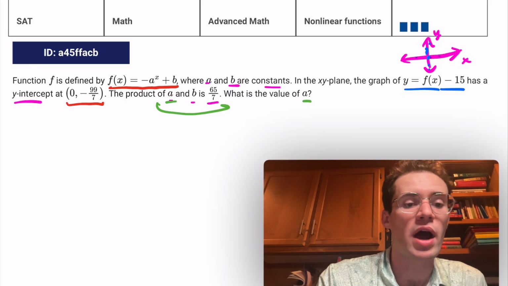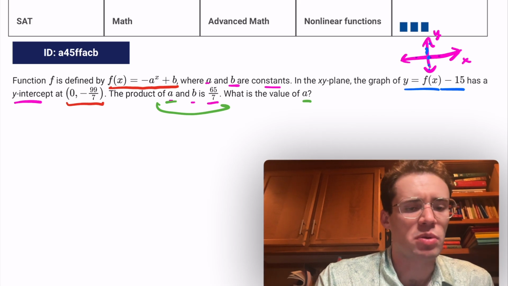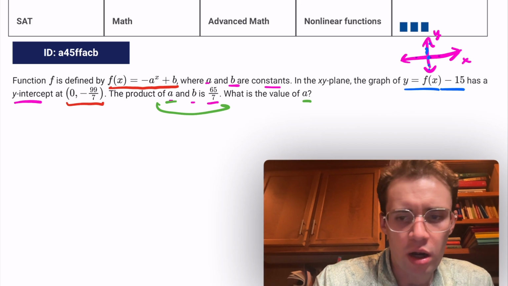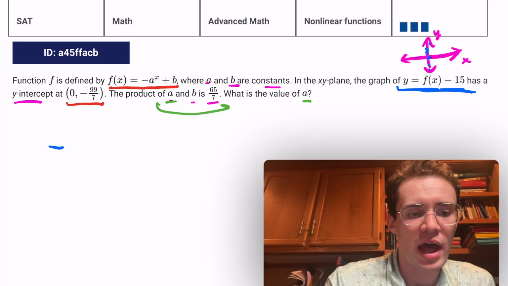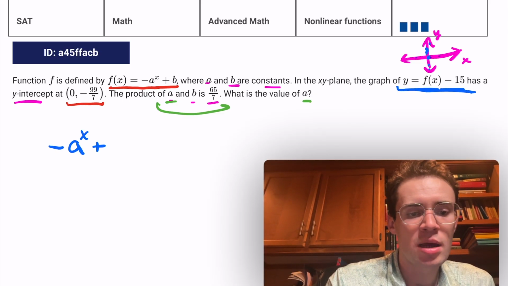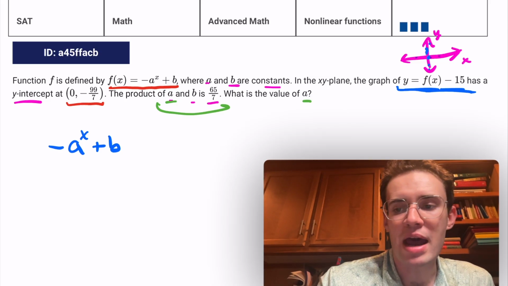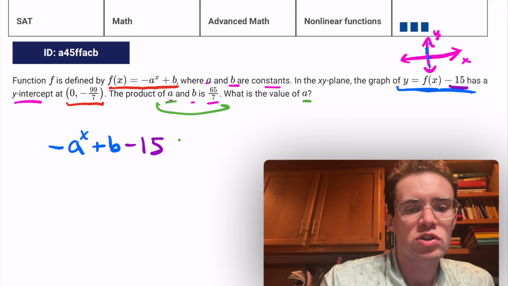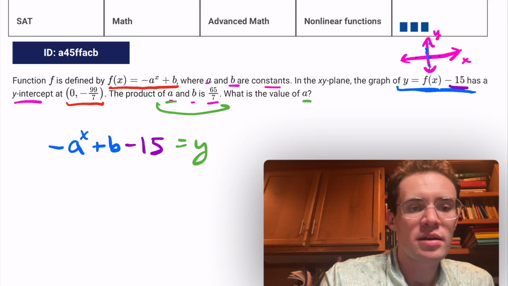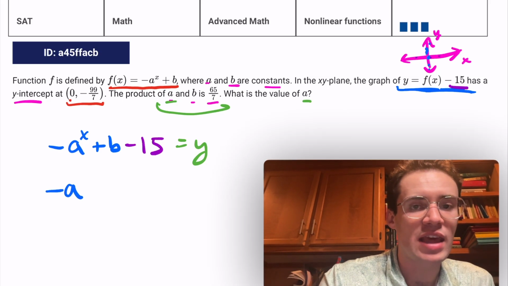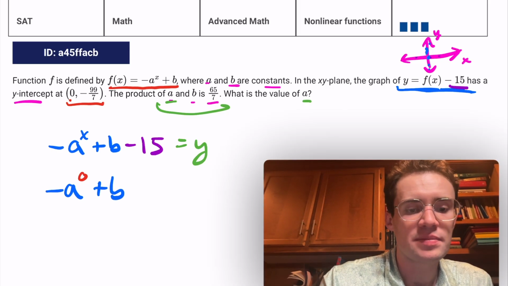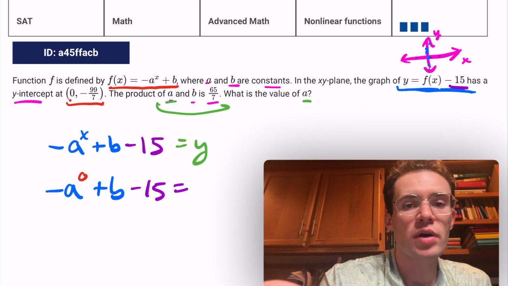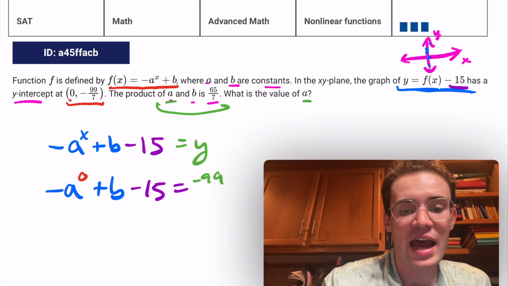In this case, they gave us the y-intercept. Also, we have the point there, so we just plug it in. We plug it into our equation, and this is for the one with the minus 15. So if I rewrite it all out, it's negative a to the x plus b, and then we have this minus 15 tacked on at the end. That's equal to y. So if I plug in 0 for x, it would give us negative a to the 0 power, plus b minus 15 is equal to, and our y value is negative 99/7.